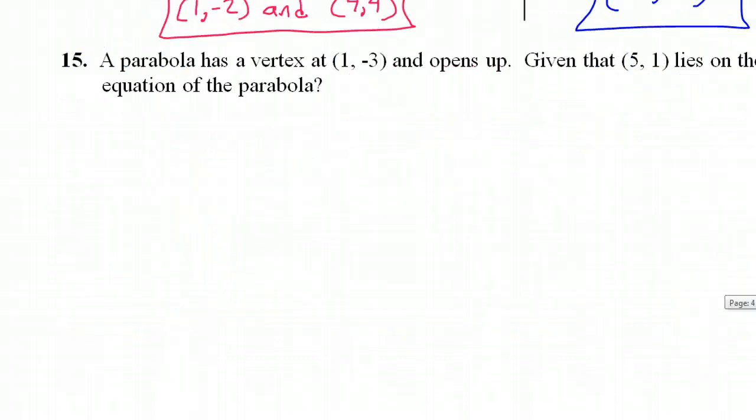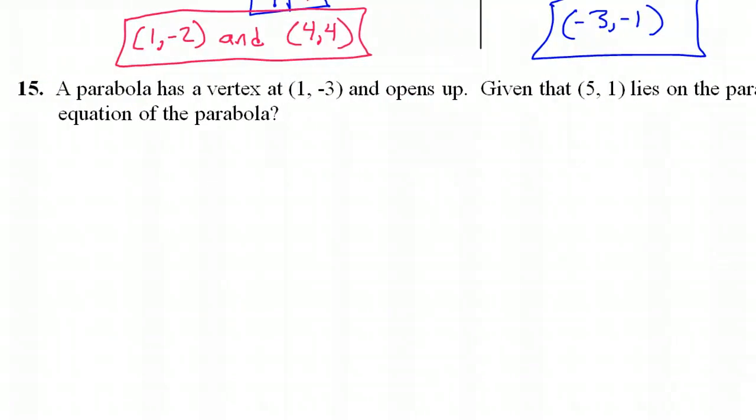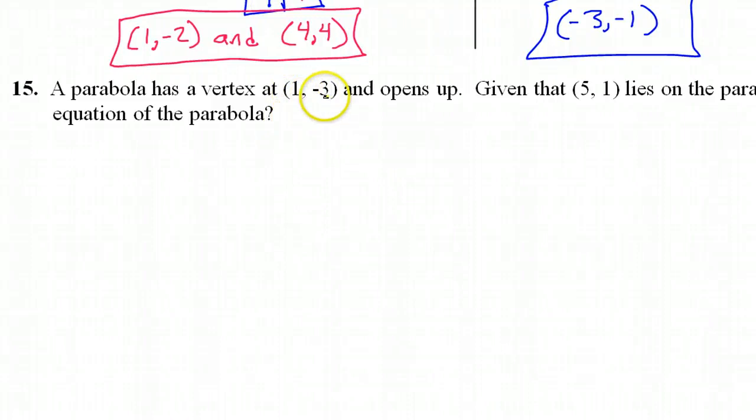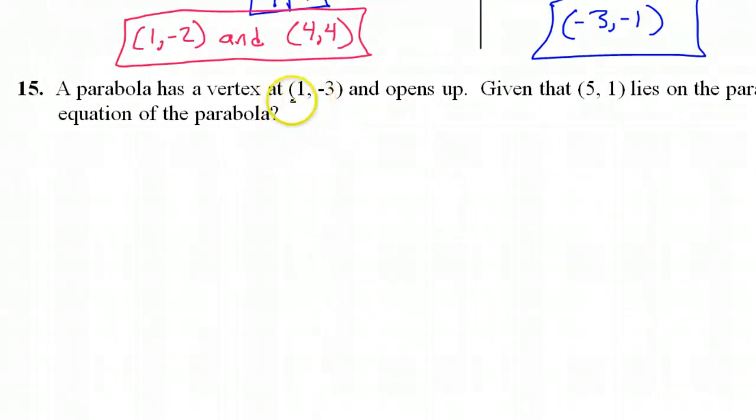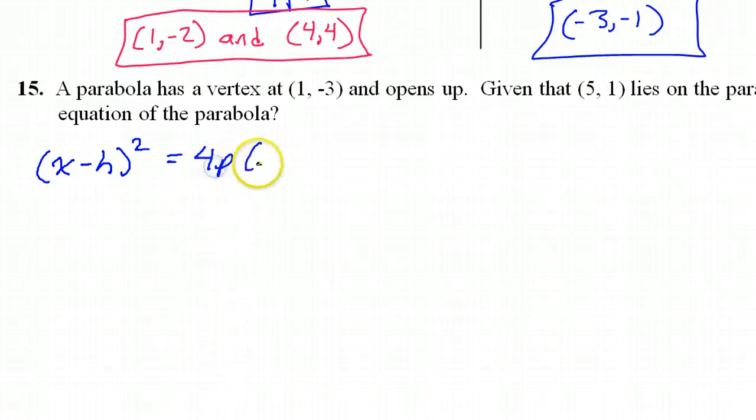Alright, number 15, last problem. A parabola has a vertex at 1 comma negative 3 and opens up. Given that 5, 1 lies on the parabola, what is the equation of the parabola? Well, they tell us that the parabola opens up. So that means we will use the x squared version of the parabola model. So we're talking about x minus h squared is equal to 4p times y minus k. This is the model that we're dealing with.